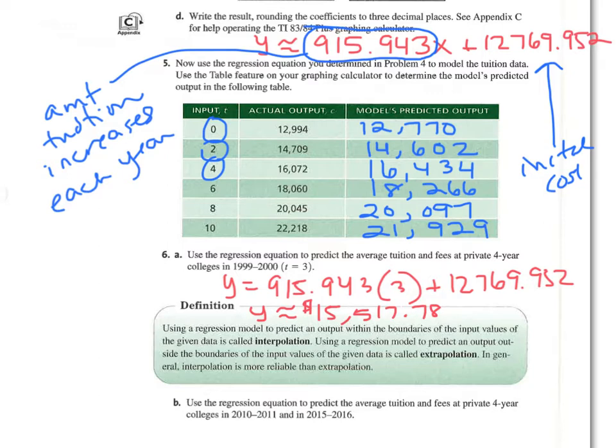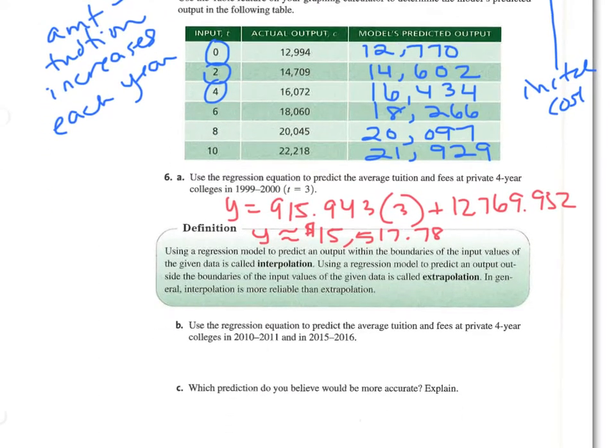So if we look at this paragraph right down here, what we did was we predicted if t was 3. T of 3 falls right here, right? In between there. So it falls within the input values that were on our original data. Okay, so that's what we're calling interpolation. Interpolation is when we use our equation to predict something that's within the range of our input data.